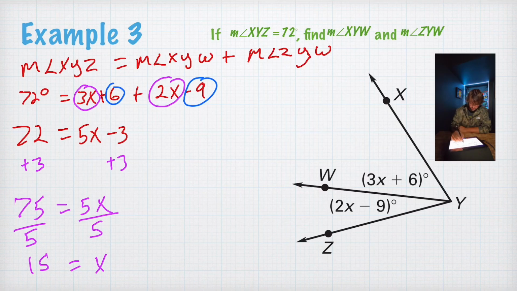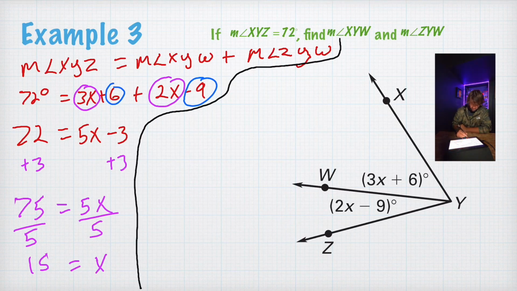I'm going to draw a line around this to block off all this work. We're going to do the measure of angle XYW equals, XYW is right here. So we're going to take this and sub in our x value.